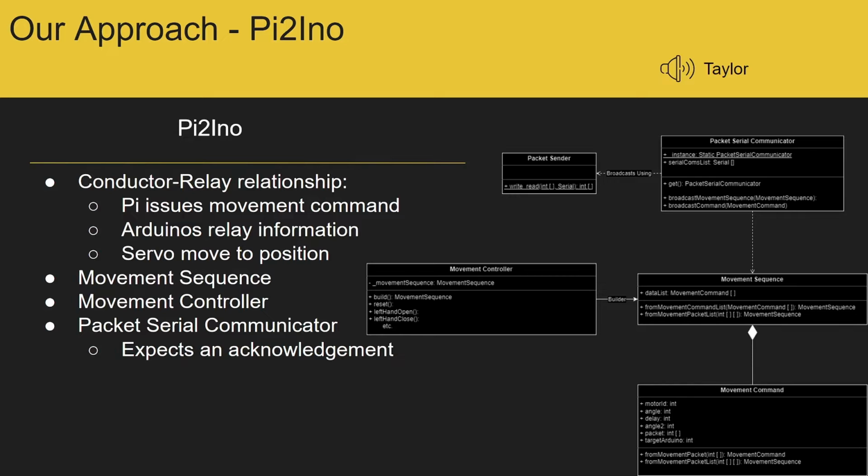A movement sequence here is defined as a list of movement commands, and we created the movement controller, which acts as a builder to build movement sequences through a collection of movement primitives that we defined ourselves. And lastly, we use the packet serial communicator, which serves to use the serial communication between the Arduino and the Raspberry Pi, and all serial communication expects an acknowledgement, so it is closed loop.